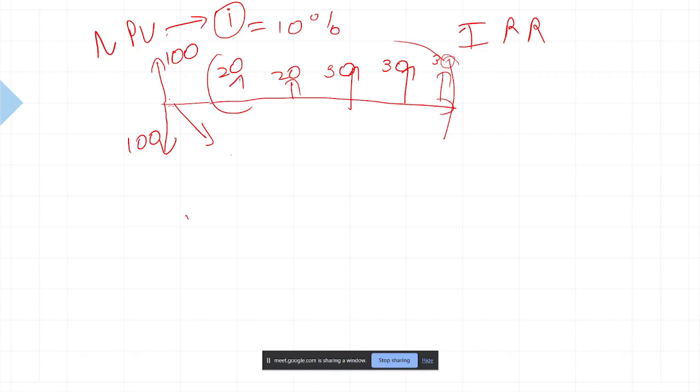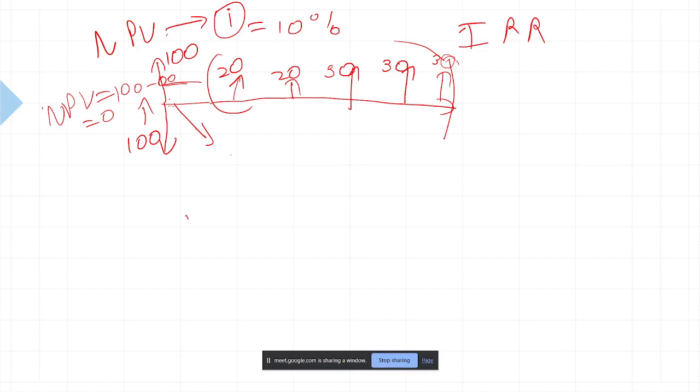There is supposed to be some I where all the future returns that you are getting will equate exactly to 100, which is your initial investment. So at that time, the NPV of your investment would be 100 minus 100 is equal to 0. Is it possible? Yeah. So when you find out that specific I, it becomes your internal rate of return.